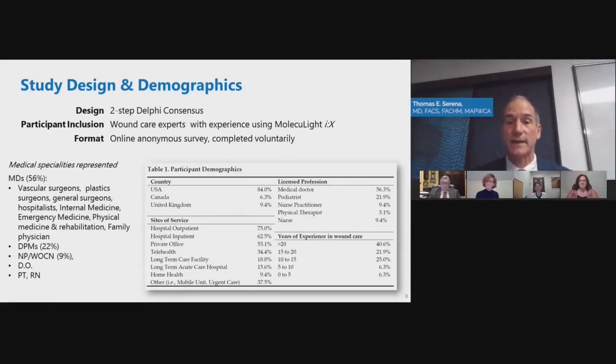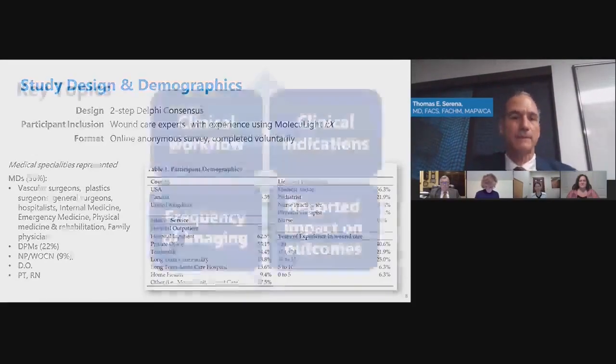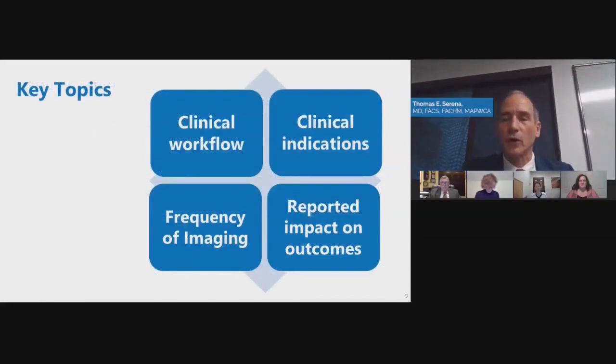And site of service, and this is really interesting. We chose site of service that wasn't just the hospital outpatient wound care department, because this type of technology, detecting bacteria, is important no matter where you are. So whether it's a hospital outpatient or inpatient, private office, skilled nursing facility, all of these are very important in using and detecting bacteria. The key topics: clinical workflow, when to use it, the frequency of imaging, and the report and the impact of that on the outcomes.